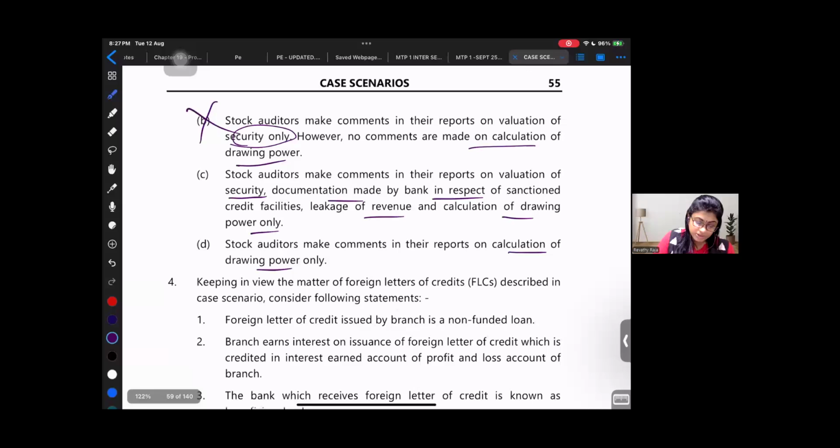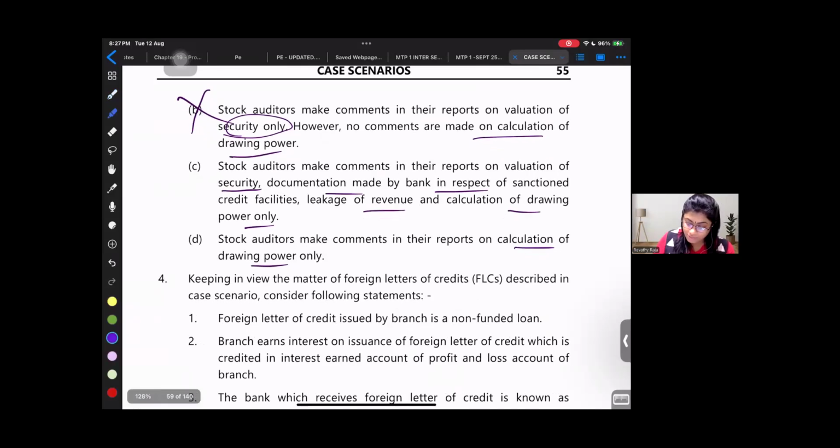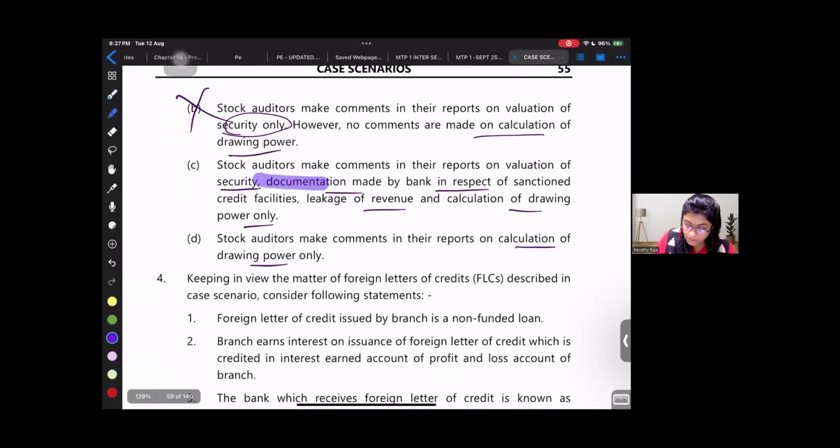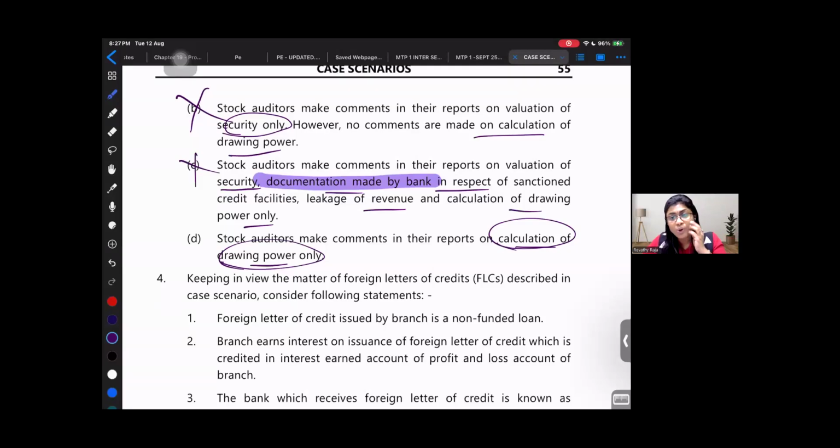See, stock auditors are not to say anything about the documentation made by the bank. That is for the statutory auditors to verify, not you. Are you supposed to see only drawing power? No. You have to even check the stock and debtors.